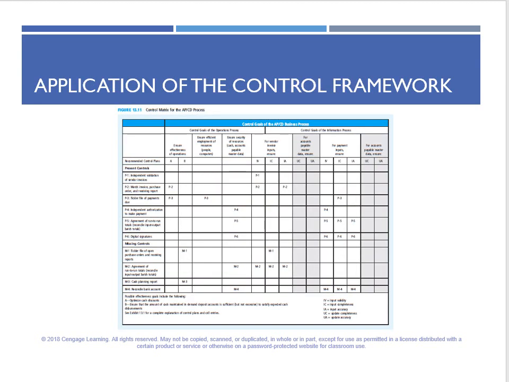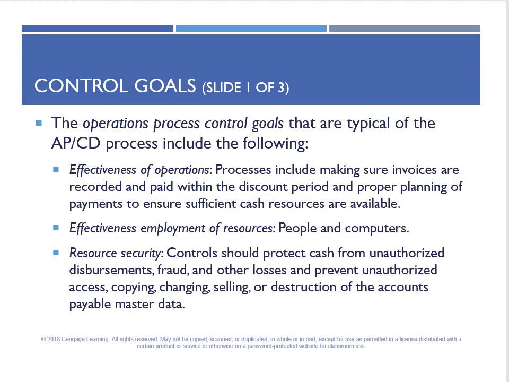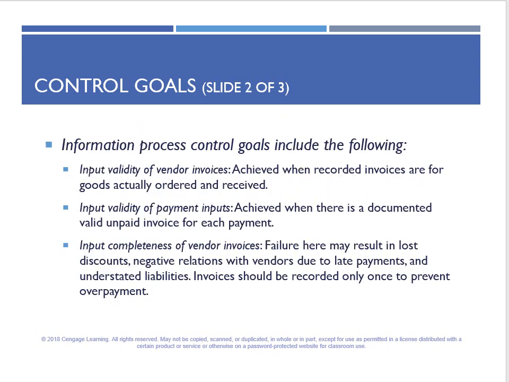We use, just like before, the control metrics framework to identify the processes, efficiency, effectiveness, security, completeness, and so on. Once we do that, our goal has to be that we validate the vendor and we pay only what we're supposed to pay. Of course, all the inputs have to be complete. Make sure that we have all the data that we need before we pay. So for example, the purchase order number, the invoice number, the receipt document number, and we match all of those, and then we make payment.